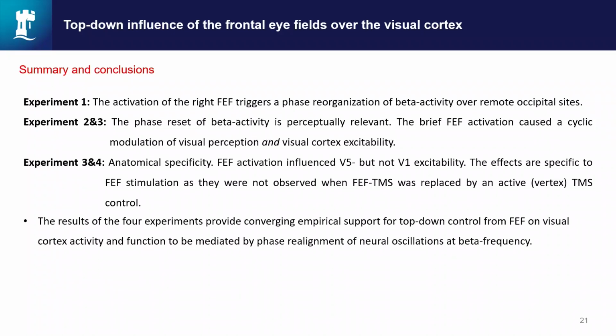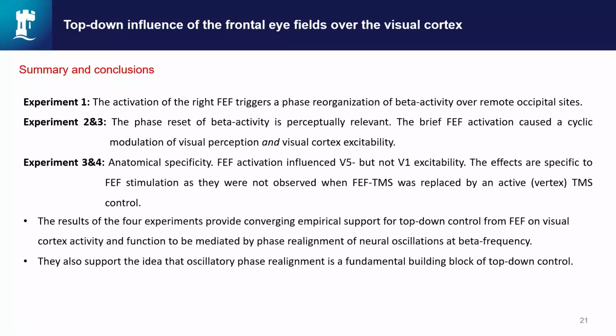So the results of these 4 experiments provide converging evidence that top-down control from the frontal fields on visual cortex is implemented through a phase realignment of neural oscillation at beta frequency. And because our participants were not doing a real task in a way, or we are looking at very simple tasks in some cases, we believe that this might be a fundamental mechanism of top-down control.